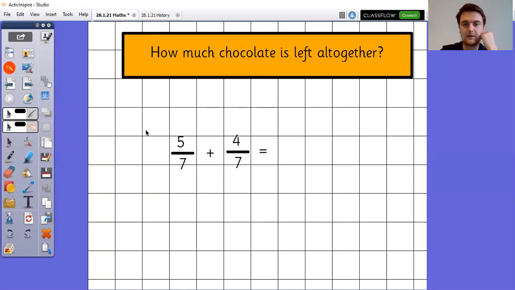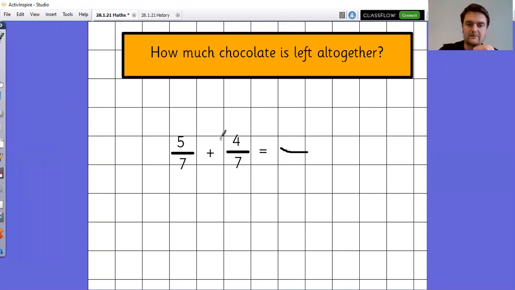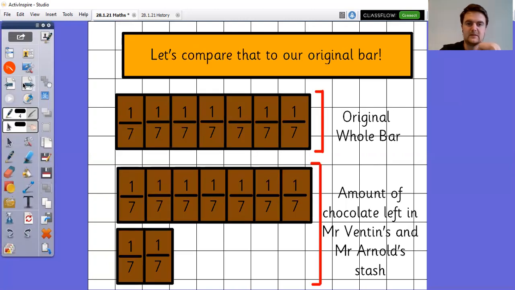Now, we talked a little bit about this in Morning Fluency, where we've said that it's as if we were adding marbles. So we know that it's still in sevenths at the bottom because the denominators are the same. So that is fine. And then 5/7 add 4/7 gives us 9/7. So hopefully when we look through it, we can see that we've got 9/7 left.